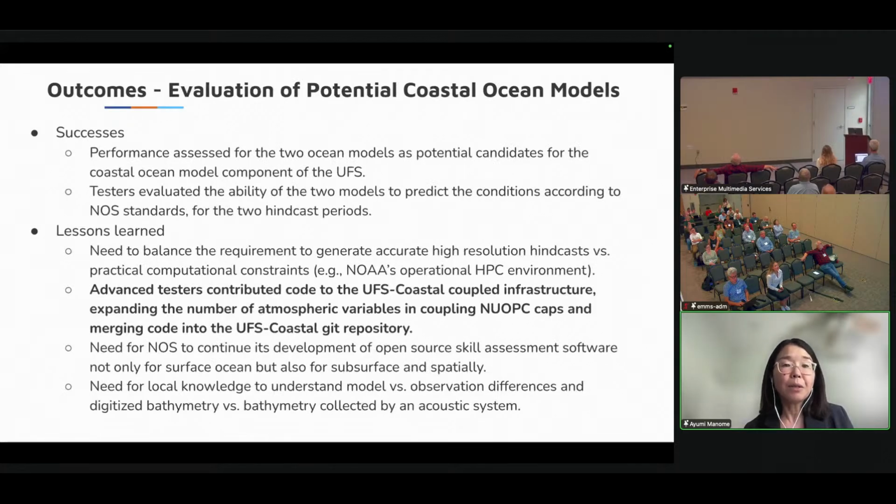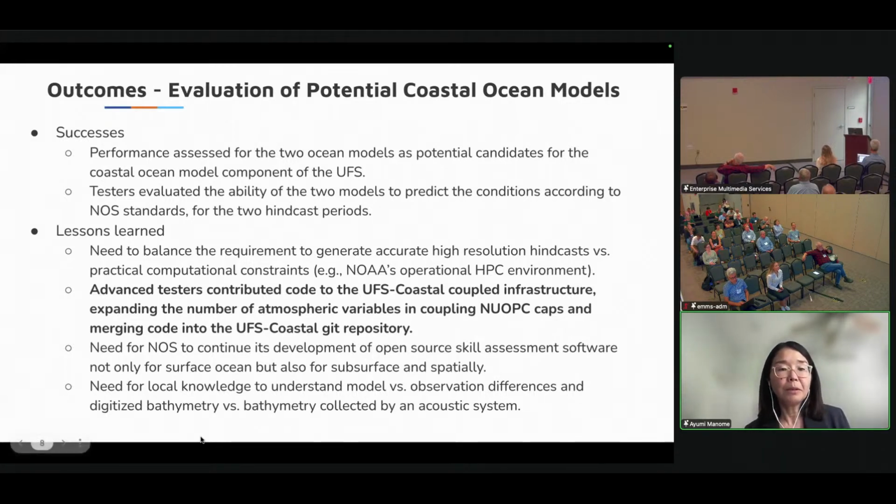Another outcome is evaluation of potential coastal ocean models. Successes include performance assessed for the two ocean models as a potential candidate for the coastal ocean model component of the UFS. Testers evaluated the ability of the two models to predict the conditions according to NOS standards for both hindcast periods. Lessons learned: there's a need identified to balance the requirement to generate accurate high-resolution hindcasts versus practical computational constraints, such as NOAA's operational HPC environment.